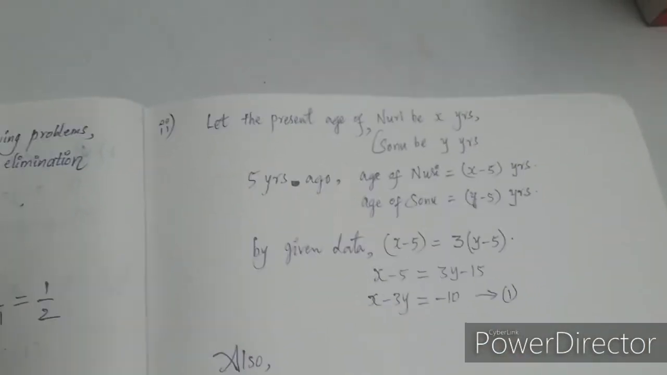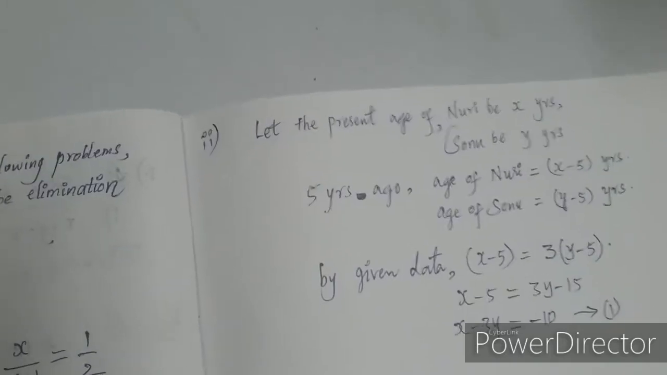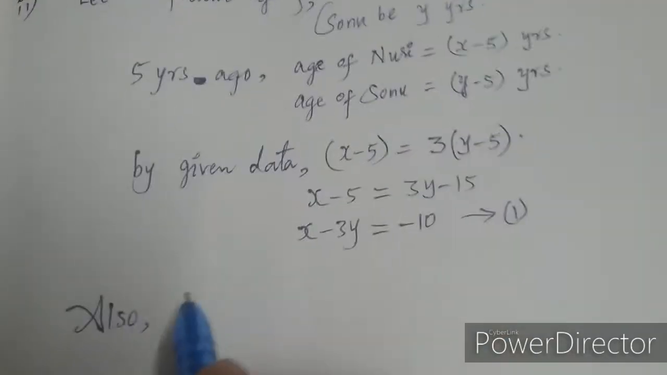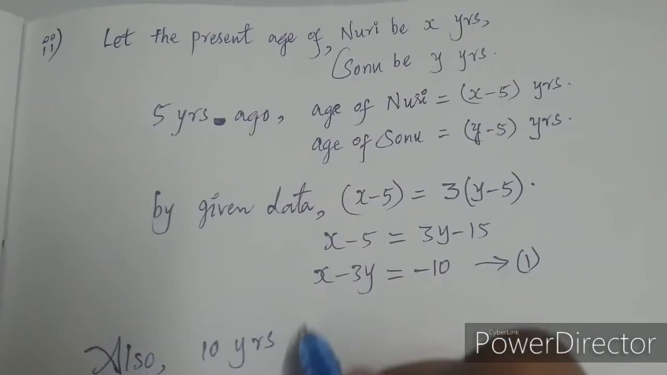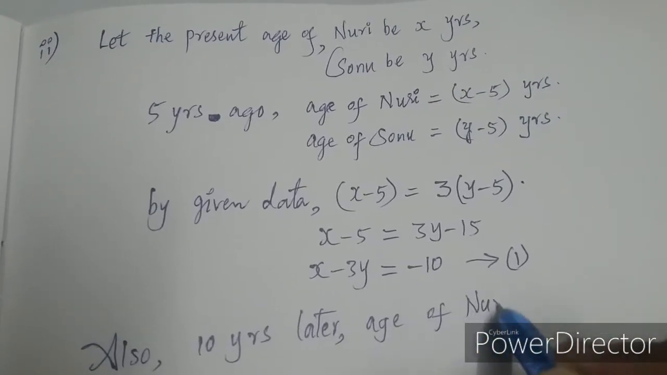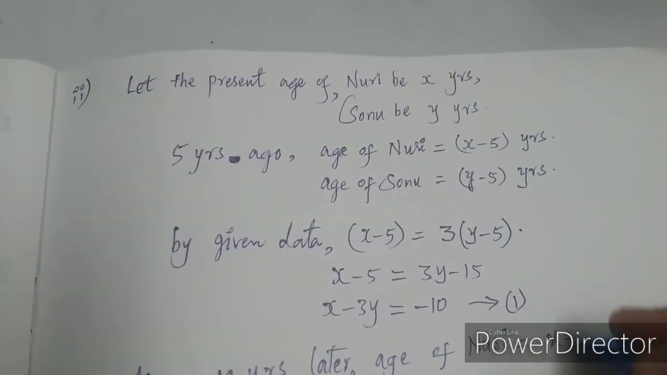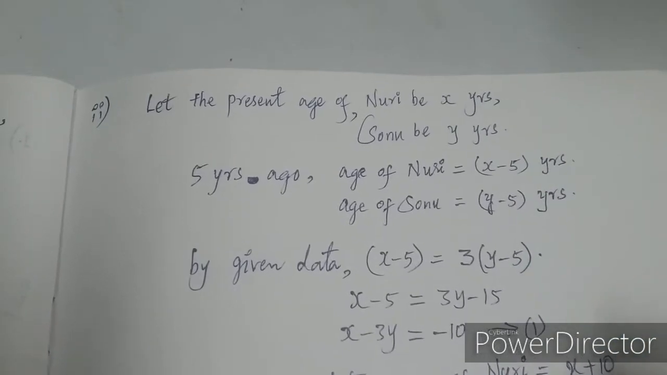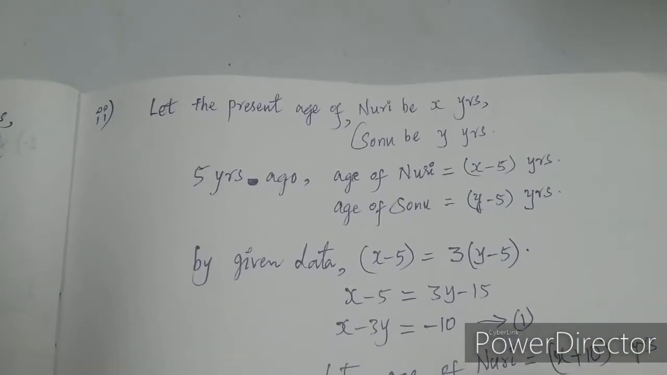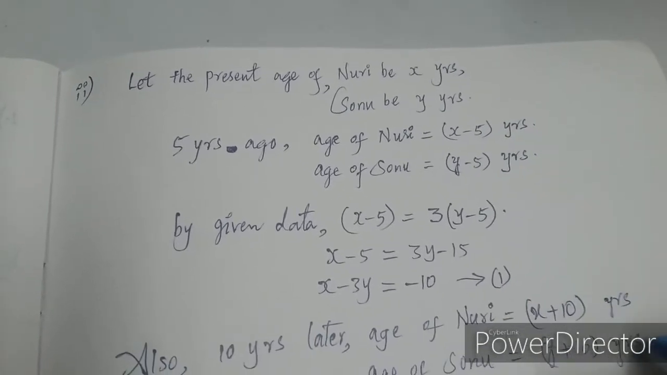Also, one more condition is given, of course. 10 years later, Nuri will be twice as old as Sonu. 10 years later, age of Nuri is x plus 10 years and age of Sonu is equal to y plus 10.